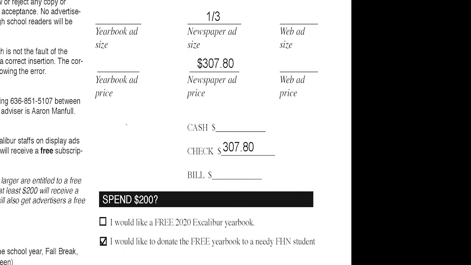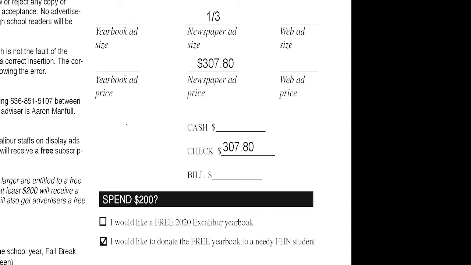Now, underneath that, you'll see the yearbook ad size, yearbook ad price, newspaper ad size, newspaper ad price, web ad size, web ad price. This space is going to be where you put what they purchased. So here, this place purchased a newspaper ad that's 1/3, and their price was $307.80. Okay, they are going to pay today. That's why they got that price on the price sheet. They didn't buy a yearbook ad, and they did not purchase additional web ad space. They're going to get a free web ad anyway because they're over $200.